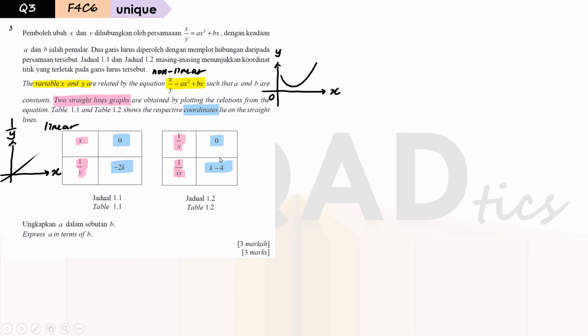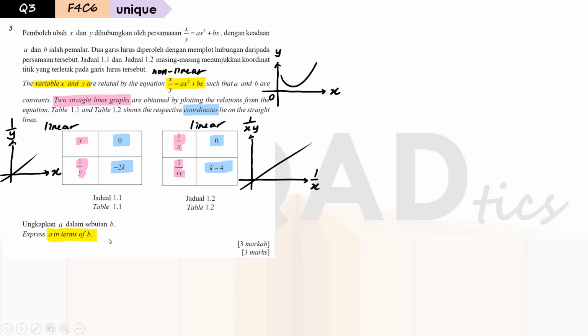Same goes for this one as well. If we adjust the axis from small x to become 1 over x and small y to become 1 over xy, we can also draw a straight line, and this is also a linear graph. Alright, and these values are the coordinates inside their graphs respectively. Right? So with this information, we need to express A in terms of B.